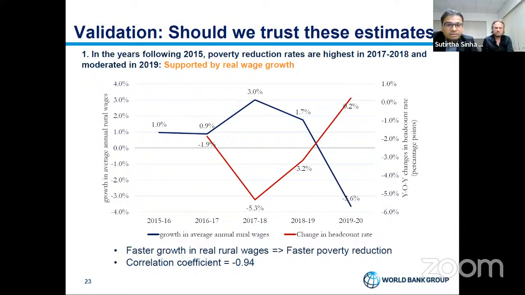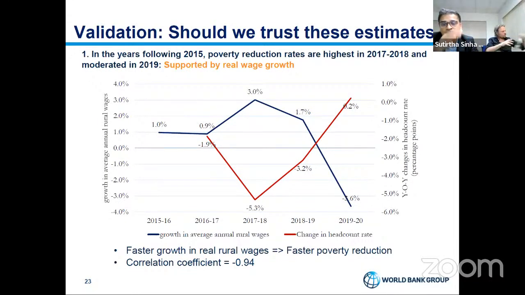So let's start with the first observation that post 2015, we see the fastest poverty reduction rates in the years of 2017 and 2018, and then a moderation in 2019. One way to verify this would be to look at, for example, real rural wage growth from the Labour Bureau. And there what we see is that in 2016, the real rural wage growth was about 0.9%, which is associated with a poverty reduction of about 2 percentage points. But then rural wage growth was as high as 3% in 2017, which resulted in a very fast poverty reduction of about 5 percentage points.